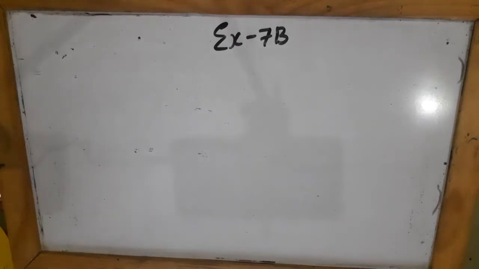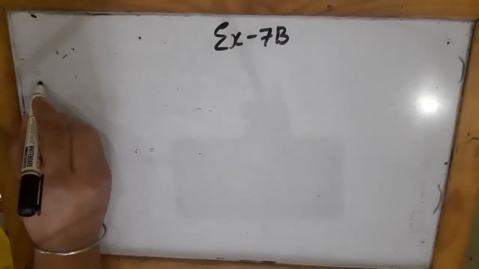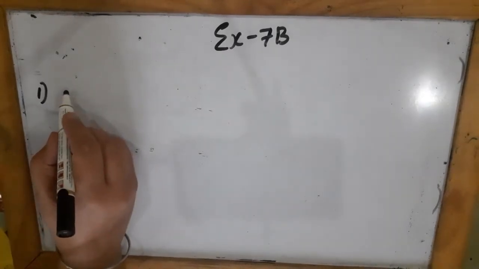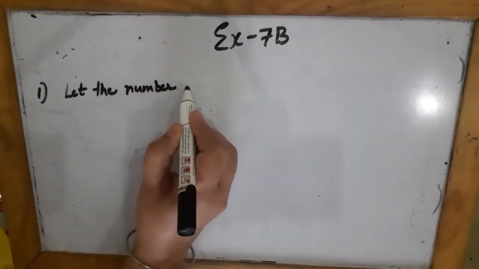If you look at the first question, it says twice a number when decreased by 7 gives 45. Find the number. These are all the 7 statements given on page 114. So let's do the first question. We have to form the equation first. Whenever you have to find the number, we always begin with: let the number be x.